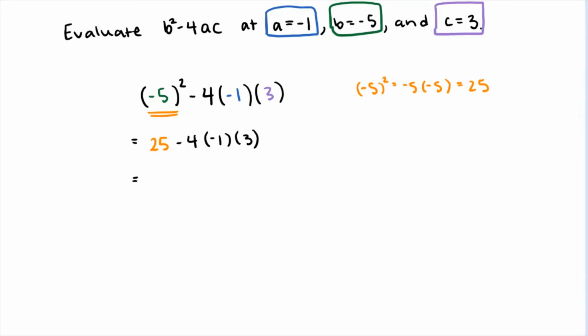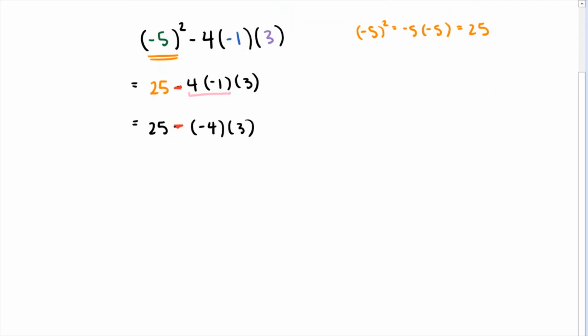And so I'm going to rewrite this as 25 minus, just keeping that subtraction sign here. This is the same subtraction sign. And I'm going to start the multiplication. So 4 times -1 is going to come out to be -4. And I still have this 3 to multiply afterwards. And then next, we still have 25 minus, and then I'm going to perform this next set of multiplication. So we've got -4 times 3, that comes out to be -12.